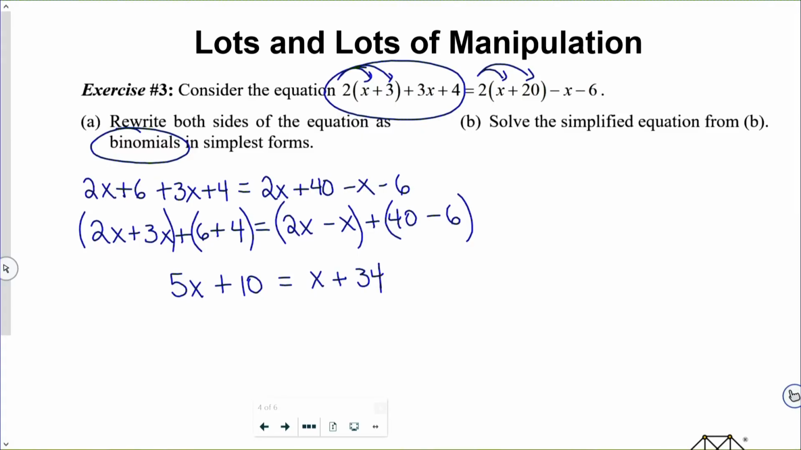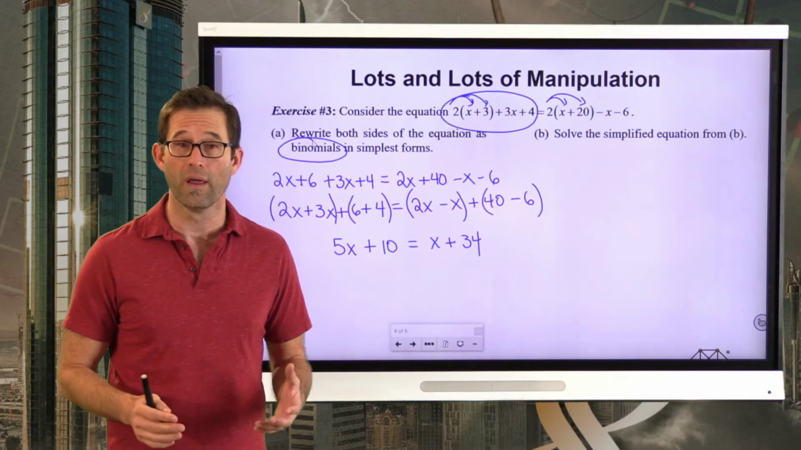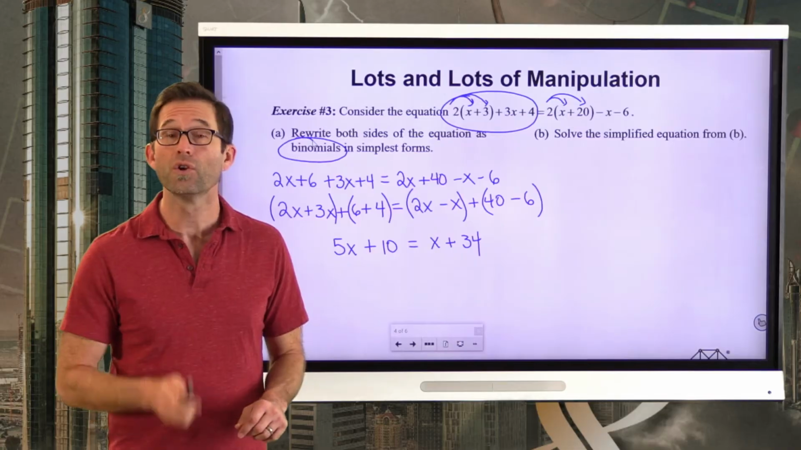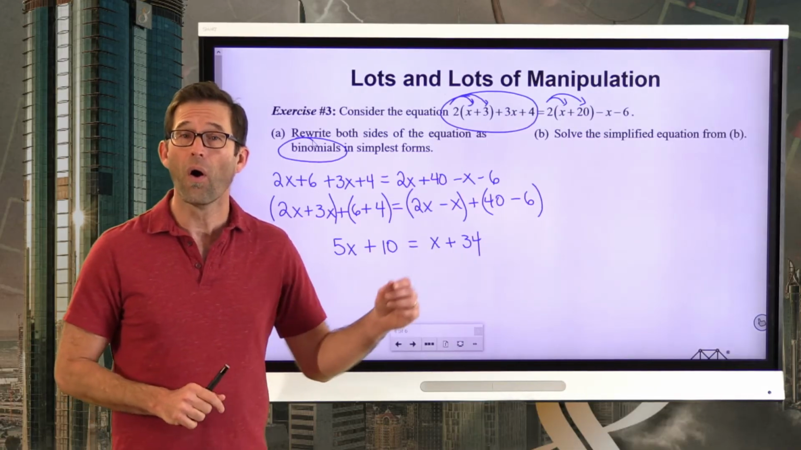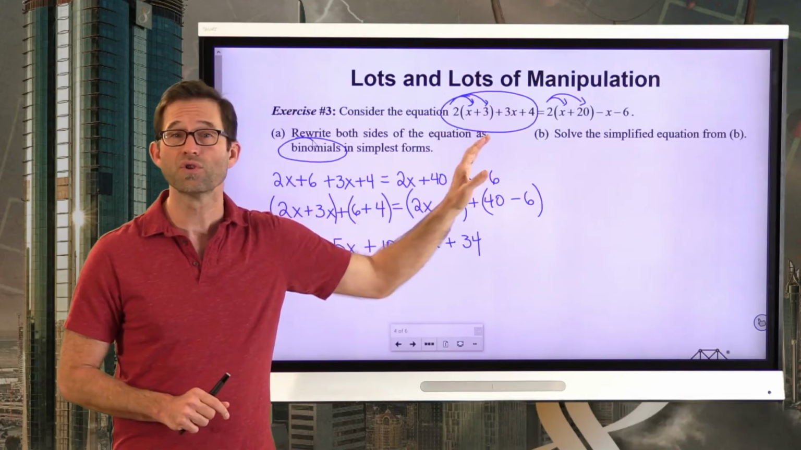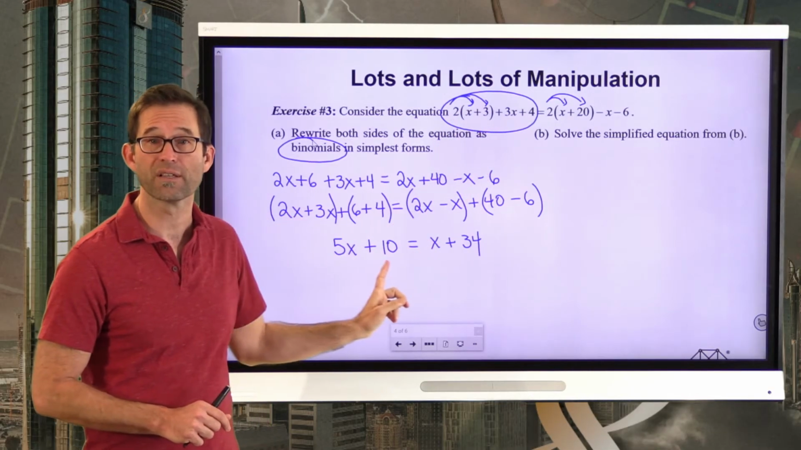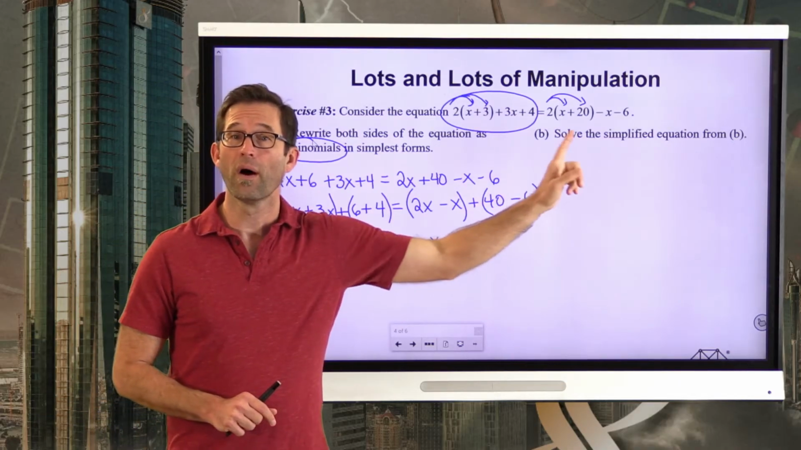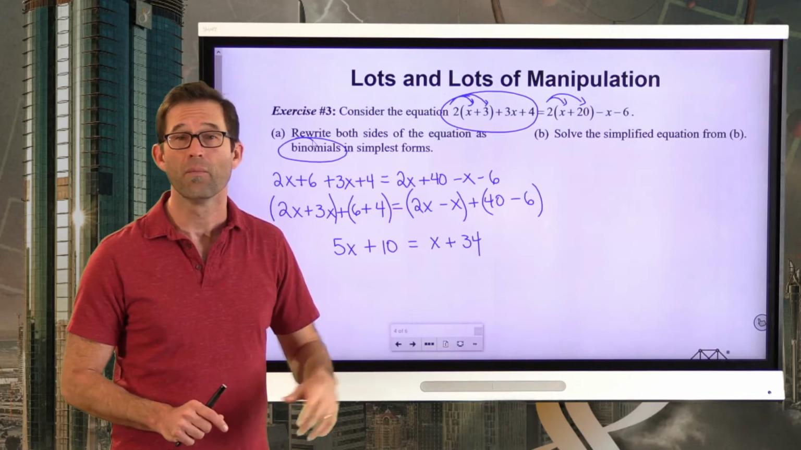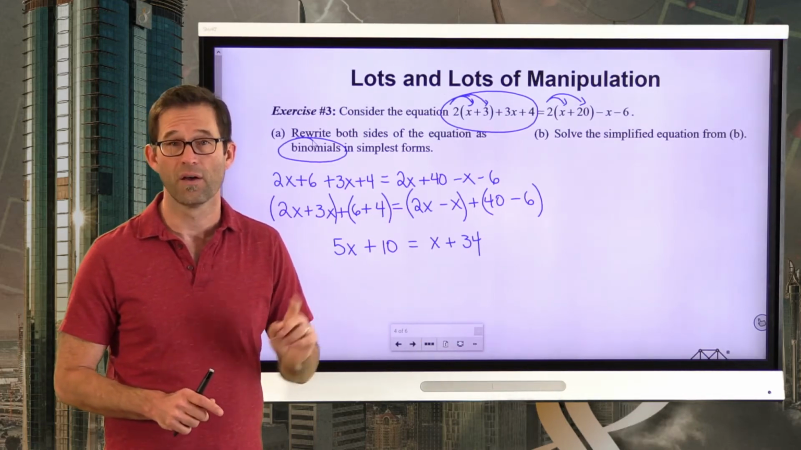So let's just pause for a moment to really take a look at what we've done. And again, I want to emphasize something. We have done absolutely nothing to solve this equation. All we've done is use the distributive properties along with the associative and commutative properties to simplify the left-hand side as 5x plus 10, and likewise simplify the right-hand side as x plus 34. All right? But we haven't used the properties of equality yet until letter B.